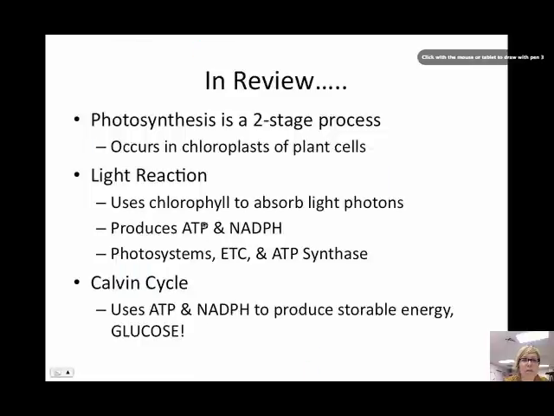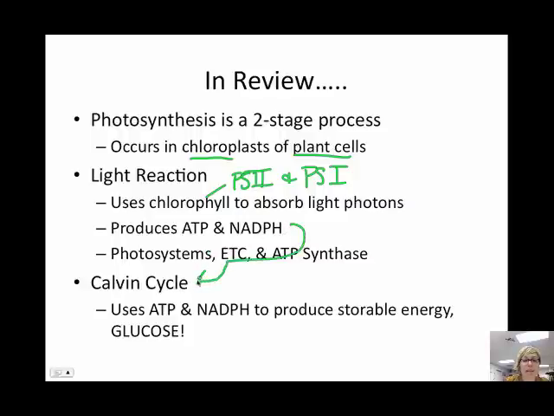So, in review, we know that photosynthesis is a 2-stage process. It occurs in the chloroplasts of plant cells, specifically the thylakoid membrane, the thylakoid lumen, and the stroma. The light reaction uses chlorophyll to absorb light photons, and that chlorophyll is found in photosystem 2 and photosystem 1. The whole purpose of the light reaction is to produce ATP and NADPH, which then go to the Calvin cycle. Photosystems, the electron transport chain, and ATP synthase are important key items found in the light reaction. The Calvin cycle uses ATP and NADPH to produce storable energy called glucose.